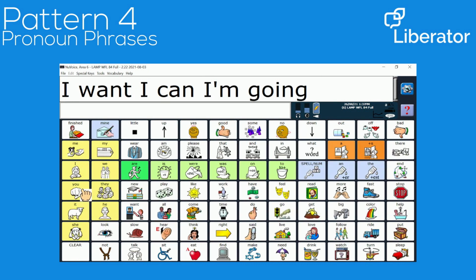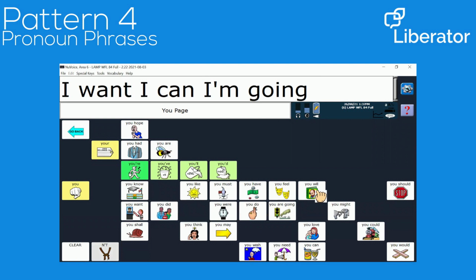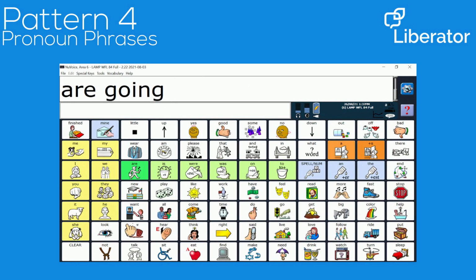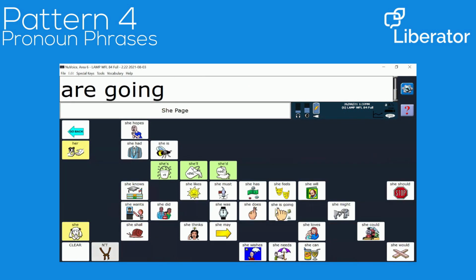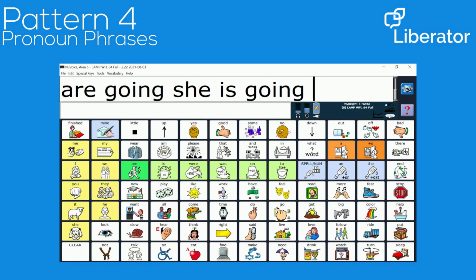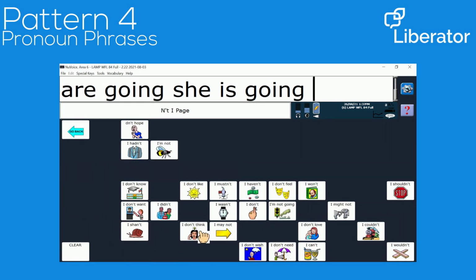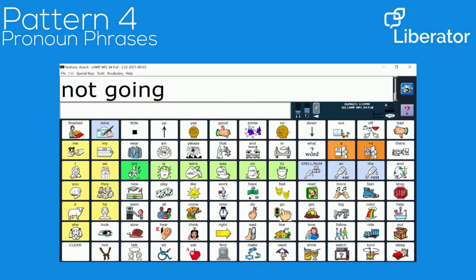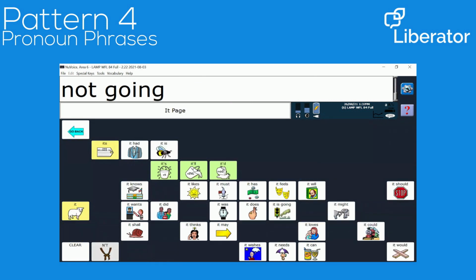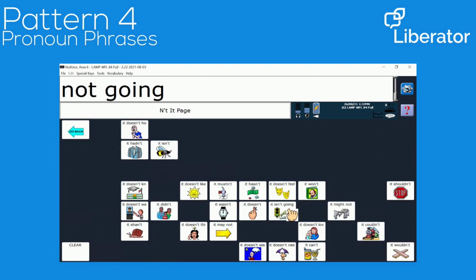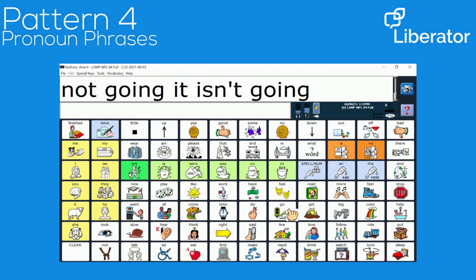This will happen with any of the pronouns when we hit them. You are going. She is going. We can make these next statements negative by inserting the not button into the sequence. For example, I'm not going. It isn't going.